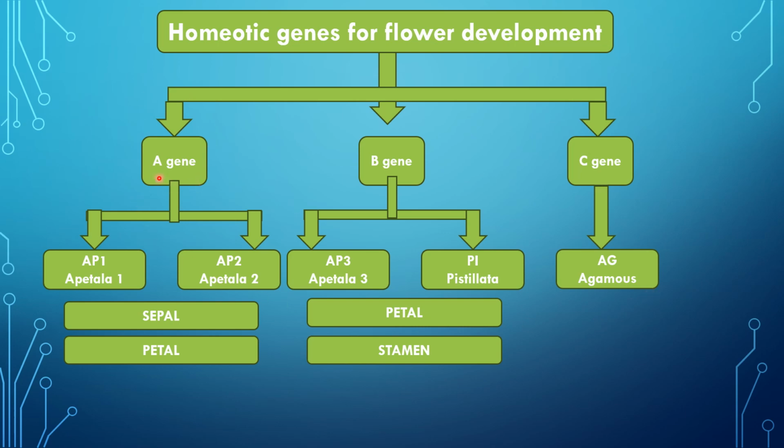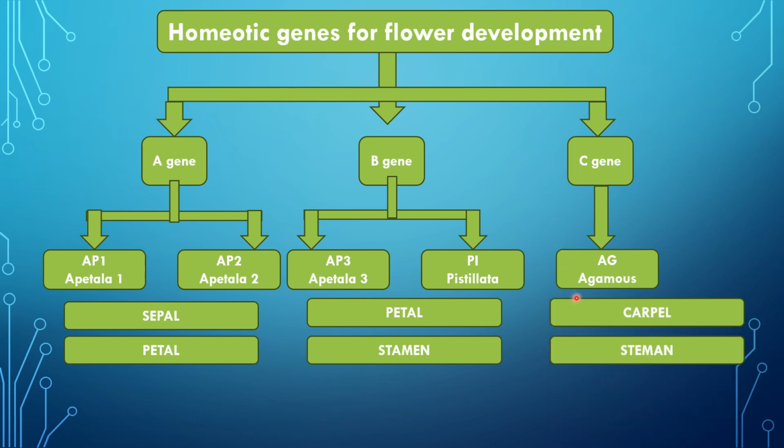Now let's look at this A gene first. A gene gives rise to AP1 and AP2, that is apetala 1 and apetala 2, which have a great role in relation to the production of sepal and petal. Then coming over to the B gene, which gives rise to AP3, that is apetala 3, and PI, that is pistillata. B gene has a great role in production of petal and stamen. And then we have C gene, that is AG, agamous. It gives rise to carpel and stamen.